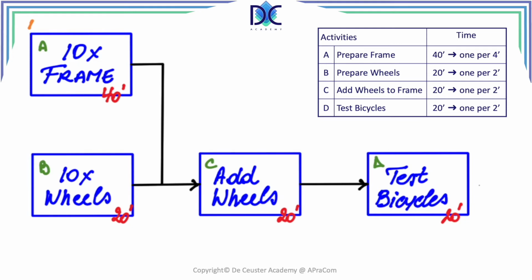We have the network diagram here already. It means activity A starts on 1. 1 plus 40 minus 1 is 40. So activity A finishes after 40 minutes. Activity B also has no predecessor, so it can start at minute 1. Takes 20 minutes. 1 plus 20 minus 1 is 20. So activity B finishes after 20 minutes.